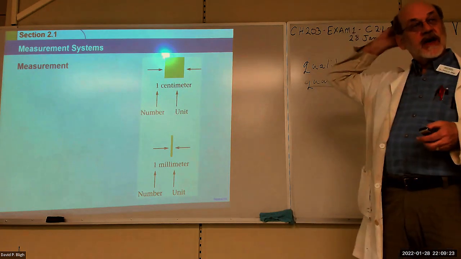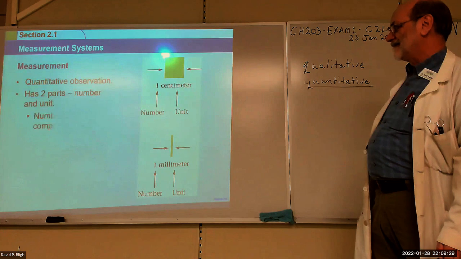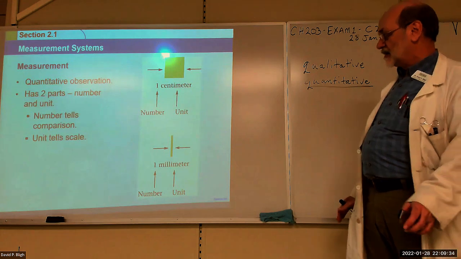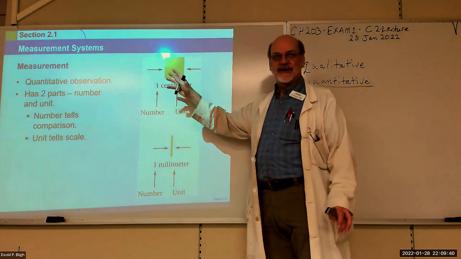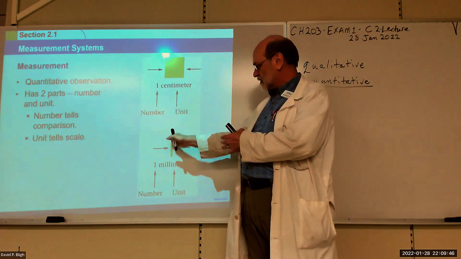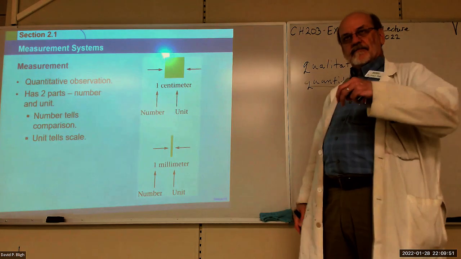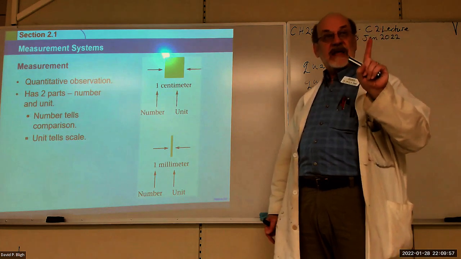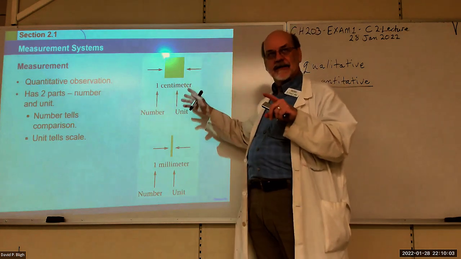So in every measurement, you've got a number and a unit. And the unit tells you what the scale is. If we say, now these are exaggerated, right? That's a lot bigger than a centimeter. But comparison between a millimeter and a centimeter, that's accurate. The ratio is, this is about a tenth of that. The unit will tell you how big the number one means. So if we say 1 millimeter, it means that. If we say 1 centimeter, it means that.